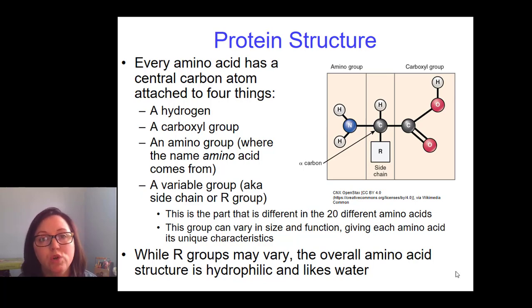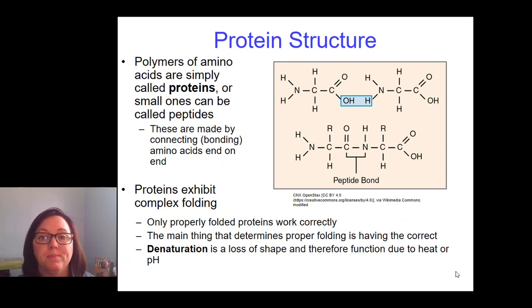Despite the R groups, if you look at the basis of an amino acid, you'll notice that there are many polar bonds here. So amino acids overall are polar in nature, making them very hydrophilic. The polymer of amino acids is simply called a protein, or as I said before, you can call this a peptide. And it's just a bunch of amino acids connected one to another.